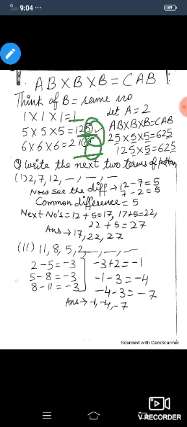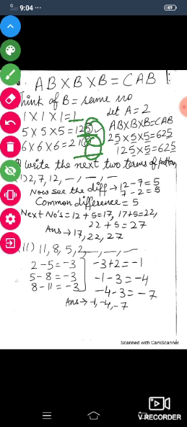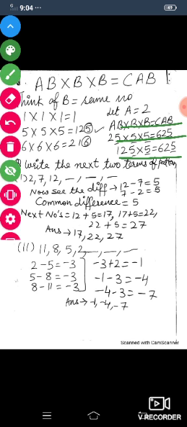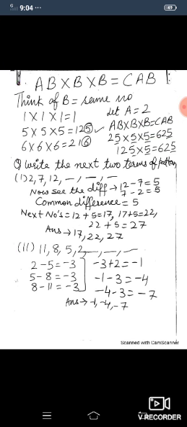6 into 6 into 6 is 216. Again our unit digit is 6 over here. So AB into B is equal to CAB. I have taken B as 5 and A as 2. Now 25 into 5 is 125, and 125 into 5 will make 625. So C is equal to 6, A is equal to 2 and B as always is equal to 5.